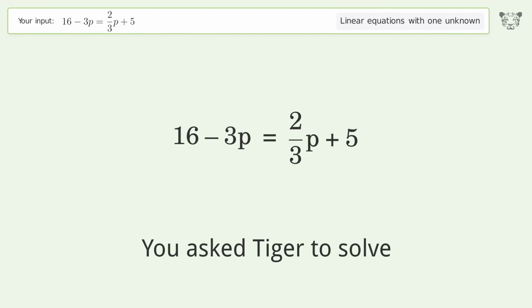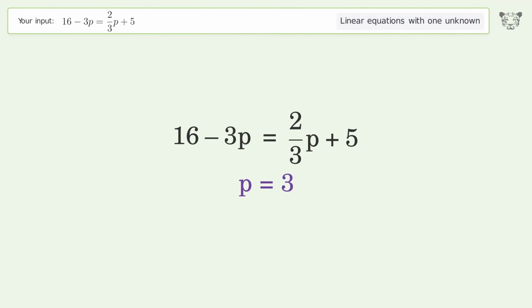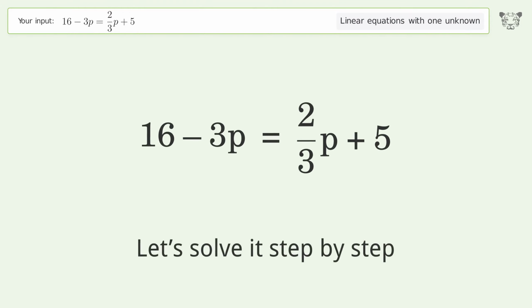You ask Tiger to solve. This deals with linear equations with one unknown. The final result is p equals 3. Let's solve it step by step.